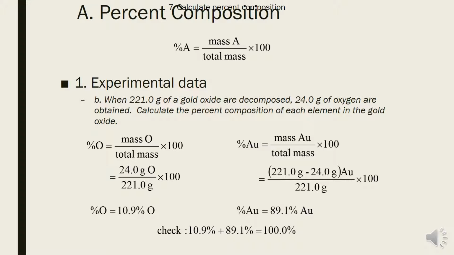And again, check your answer. They add to 100. You probably did it correctly. So there are a couple of examples of finding percent composition from experimental data.